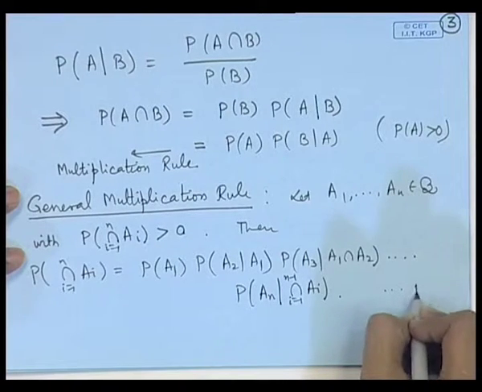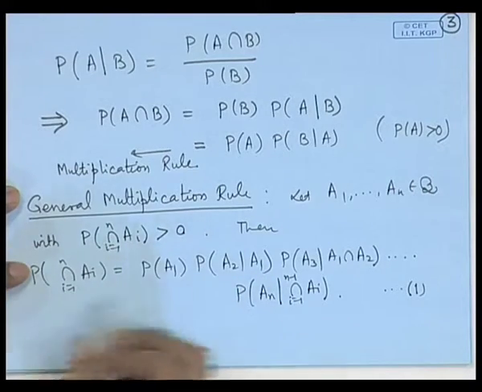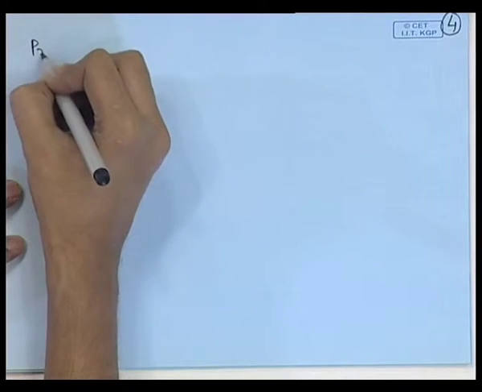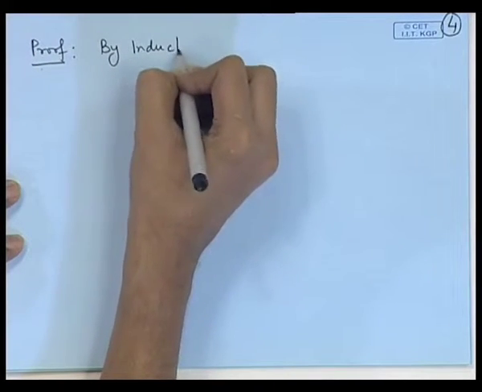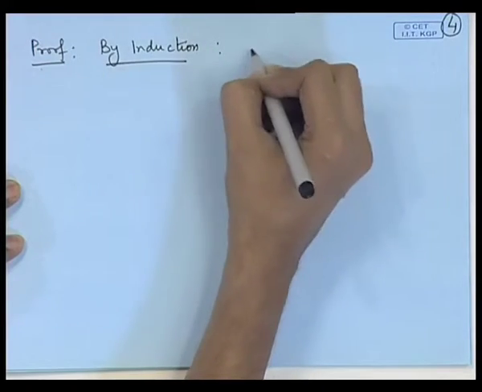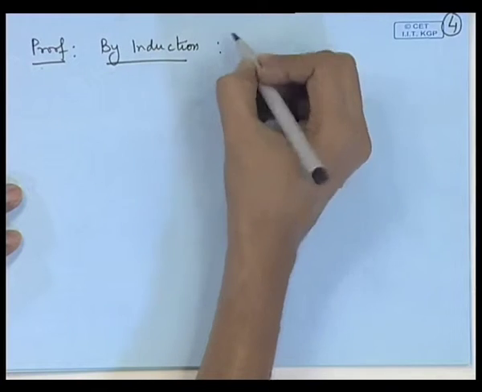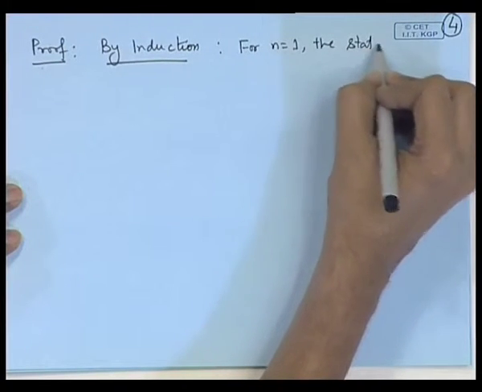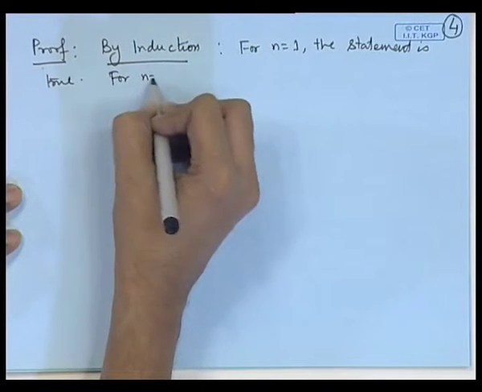Let me give this statement number 1. So, in order to prove this one, we can follow induction. By induction, for n equal to 1, the statement reduces to simply probability of A 1 is equal to probability of A 1, which is trivially true. So, for n equal to 1, the statement is true.